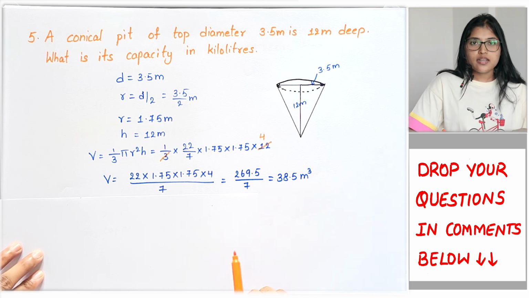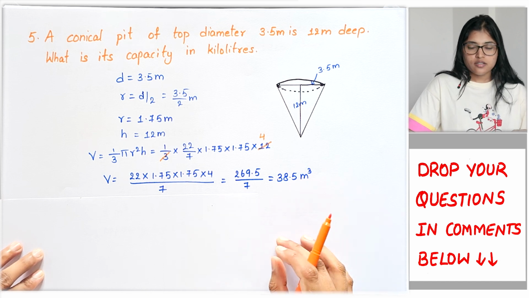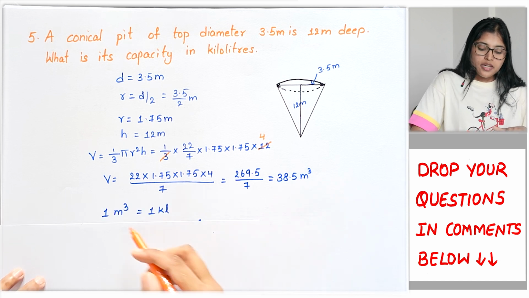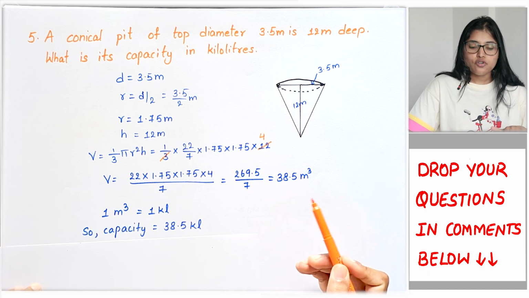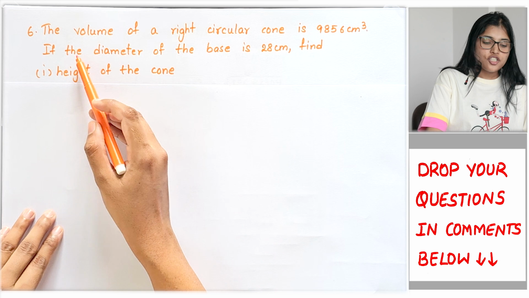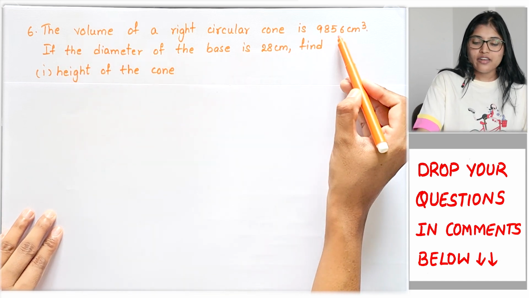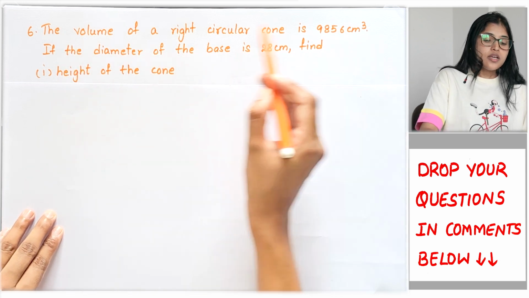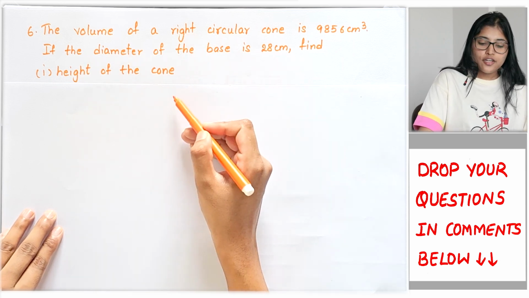Now in order to find the capacity in kiloliters, I need to convert this meter cube to kiloliters. I know that 1 meter cube is equal to 1 kiloliter. 38.5 meter cube will be equal to 38.5 kiloliters. In the sixth question, I am given the volume of a right circular cone as 9856 centimeter cube. If the diameter is 28 centimeters, find the height of the cone.